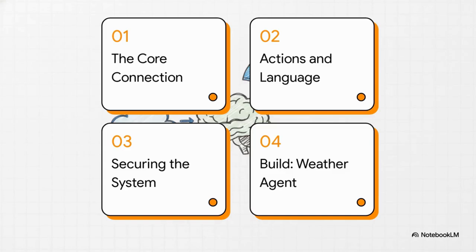Here is our roadmap for today. First, we'll cover the core connection, then actions and language, followed by securing the system. Those first three items, that's our essential toolkit. Then, for Section 4, we put it all together for the final build phase, building the weather agent.